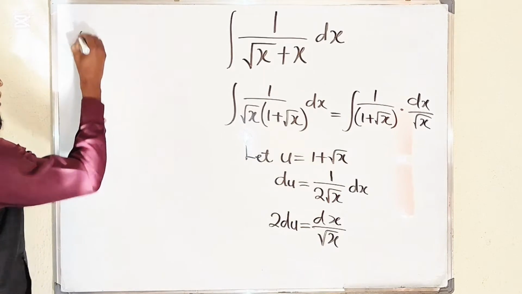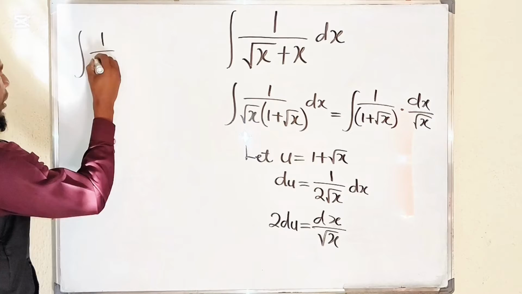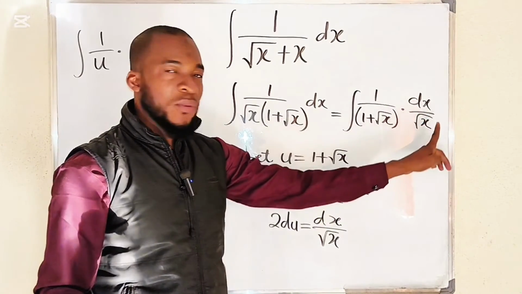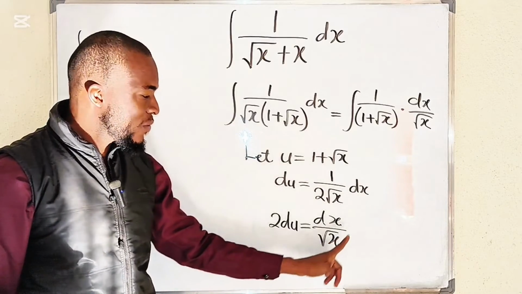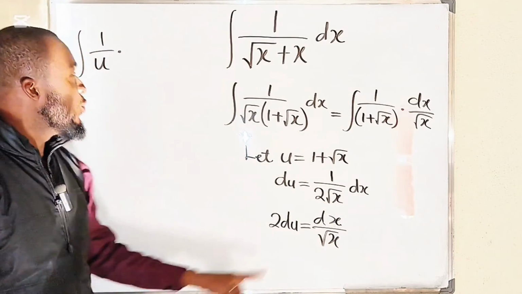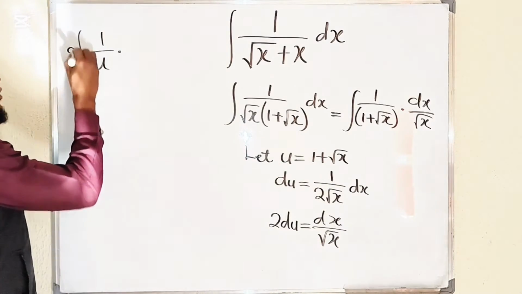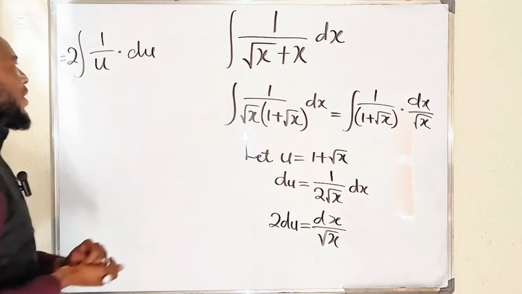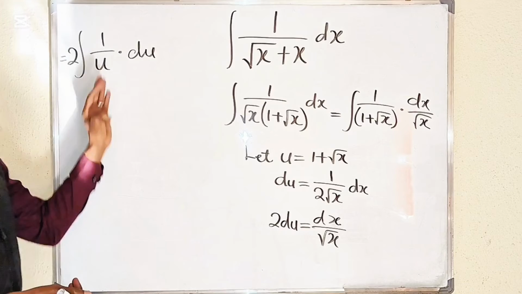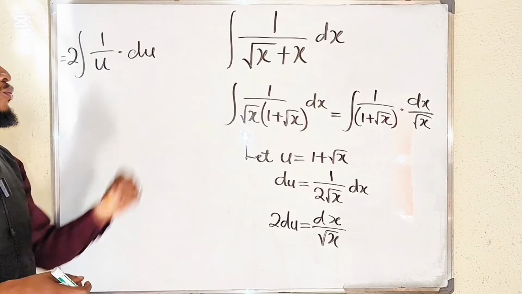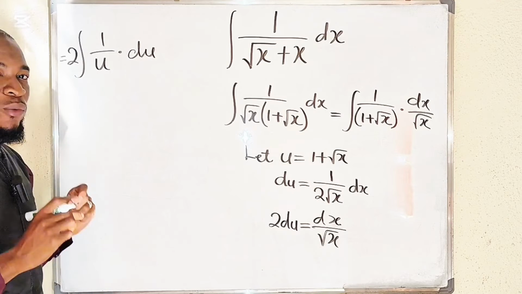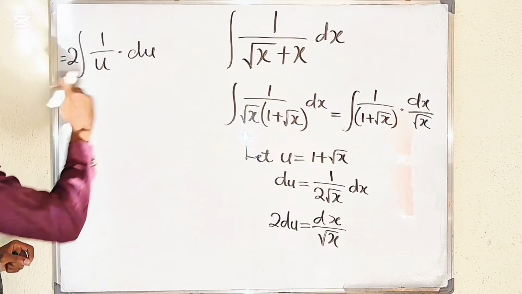So this becomes the integral of 1 divided by u multiplied by dx over the square root of x. Dx over the square root of x is 2 du, but I can bring the 2 outside. Then we have du inside, all the same. So what is the integral of 1 divided by u with respect to u? It is nothing but the natural log of the absolute value of u, because we want it to be positive.